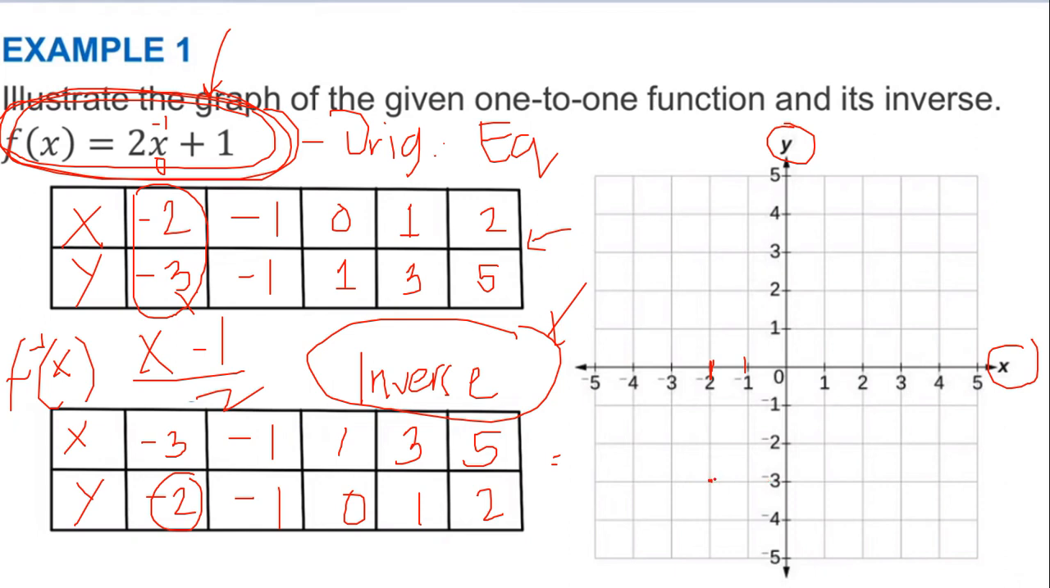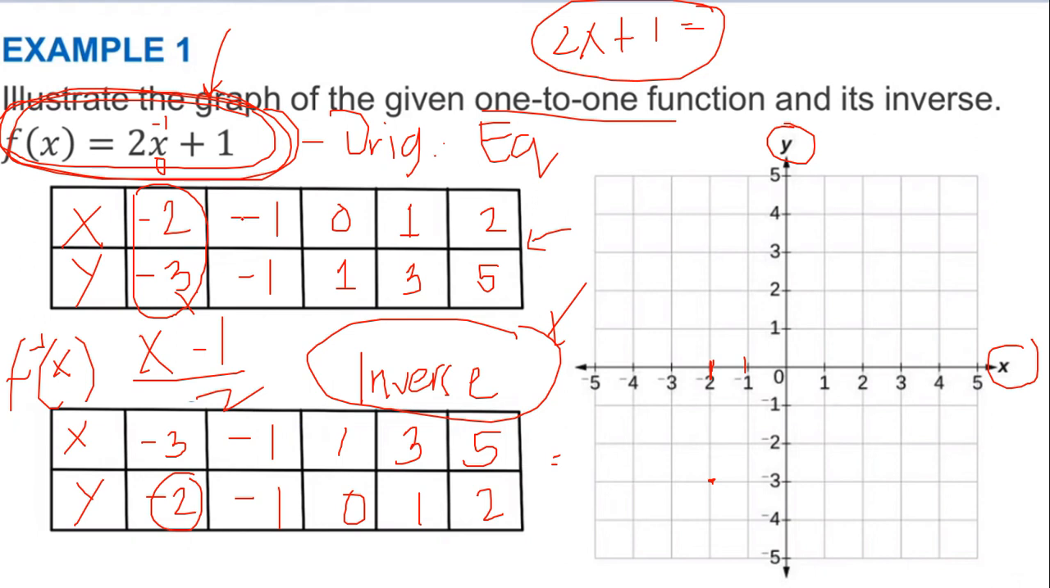As you can see, 2x plus 1 is linear. So, 2x plus 1 is a linear, so that is a 1-to-1 function. Earlier I told you that linear is a 1-to-1 function. And one of the characteristics of linear is that it has a straight line or slant line. If our graph is a slant line, that will be a 1-to-1 function.